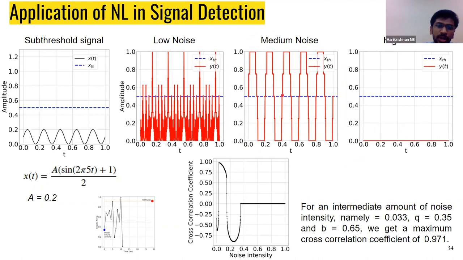And this is the cross-correlation coefficient versus the noise intensity, which captures the correlation between the input and the output, the normalized firing time. In the case of an intermediate amount of noise, you can see the maximum cross-correlation coefficient, which is 0.97 for a noise intensity of 0.033.